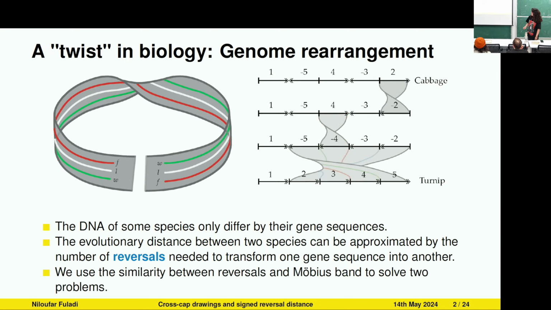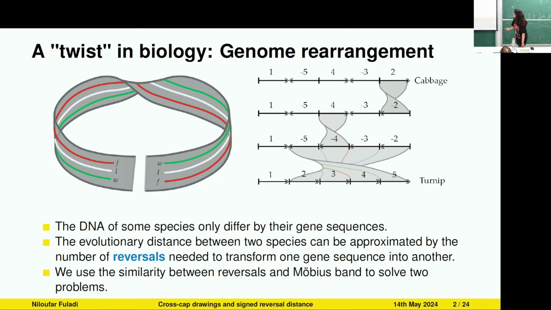Now this twist is very similar to the Mobius band, as you can see. For example, if I have this WLF walking on my Mobius band, when they come back at the other side, they will be FLW with this reverse. So we can look at these reversals like Mobius bands. Later I'm going to explain more, and in the whole talk I want to use this similarity and explain how this led to solving two problems. Any questions so far?